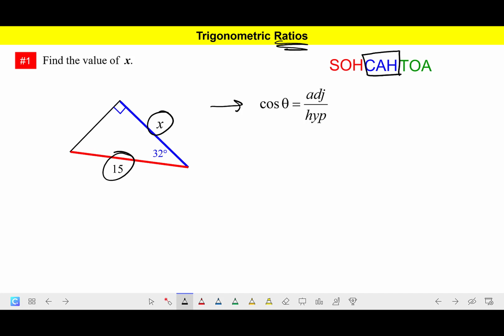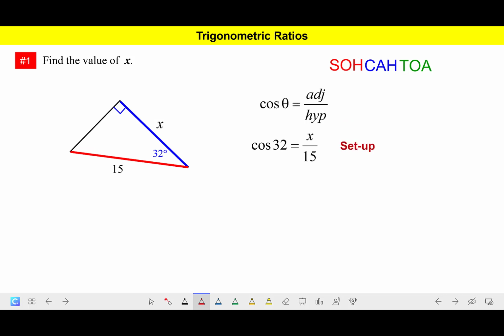Now I'm just going to replace everything that I have. My 32, I'm going to replace it here. This 15, that's my hypotenuse, I'm going to put that in here. And this is my unknown that I'm going to end up solving for. Okay, so this is our setup. You should always do the setup before you do anything else. Now, the last thing, remember, we want to find the value of x, so we're solving, and this is just an equation.